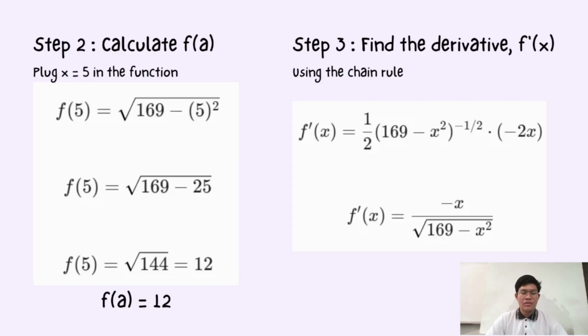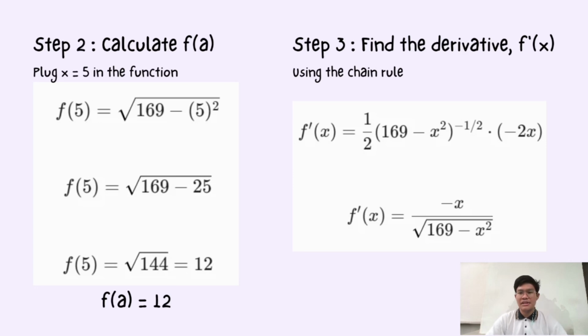Alright, for step 2, we need to calculate f(a). So what we need to do is plug in x equal to 5 that I had earlier. As we substitute the x with 5, as you can see, as we do it one by one, we will get that f(a) is equal to 12.